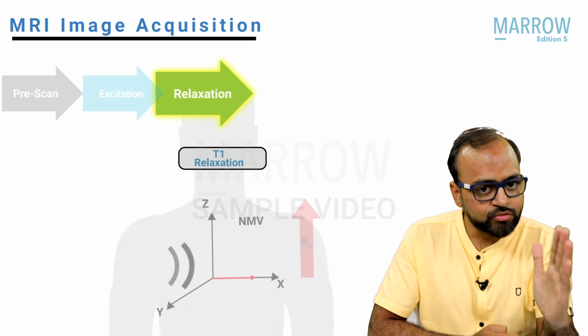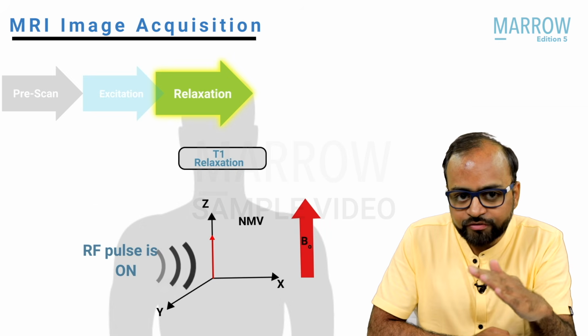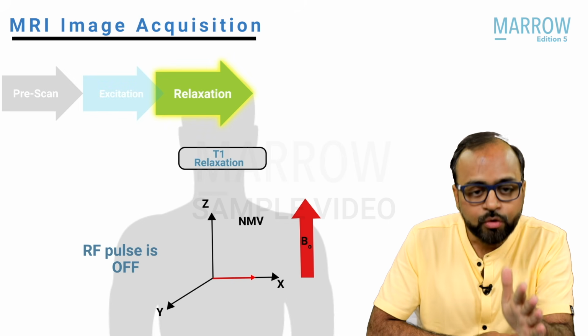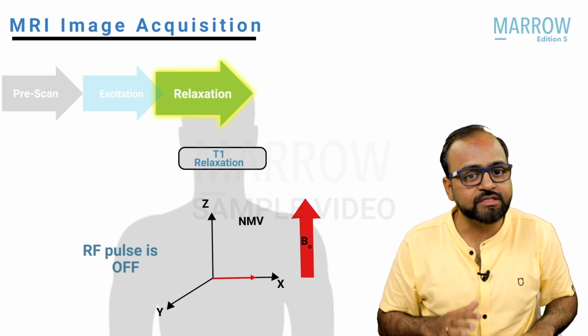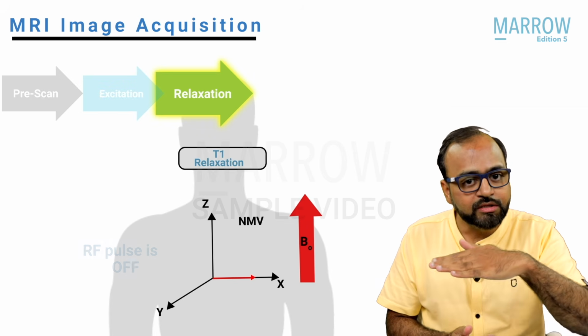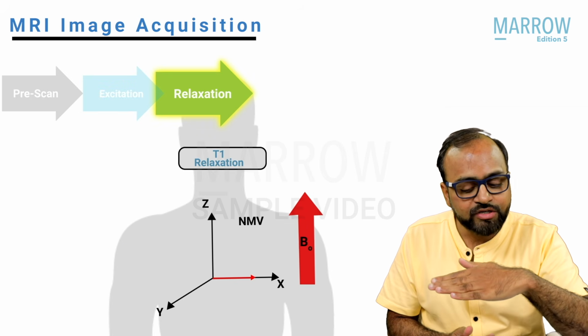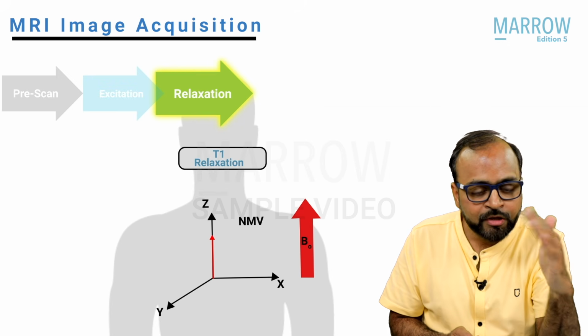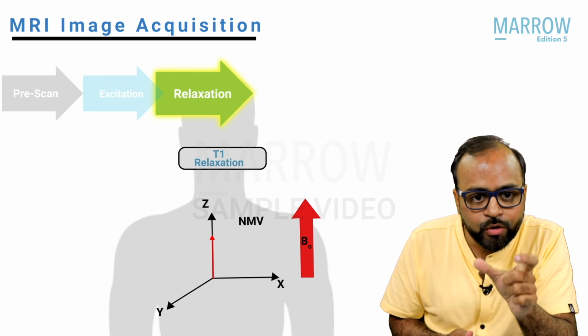A radio frequency pulse was applied, right? The nucleus was flipped into the xy plane, but now the radio frequency pulse is switched off. So what remains? Only the external magnetic field remains, that is B0. So because of the strong external magnetic field, this nucleus will try and slowly come back into the previous plane parallel to B0. When this happens, look at the yellow arrow there.